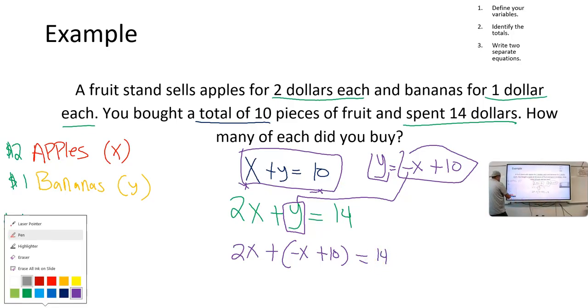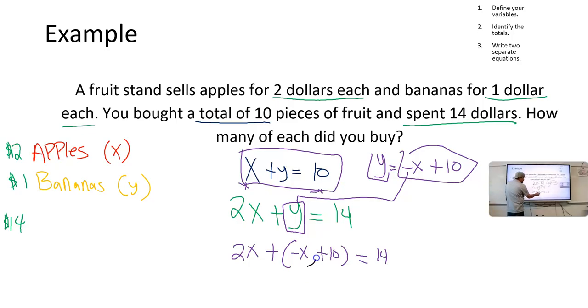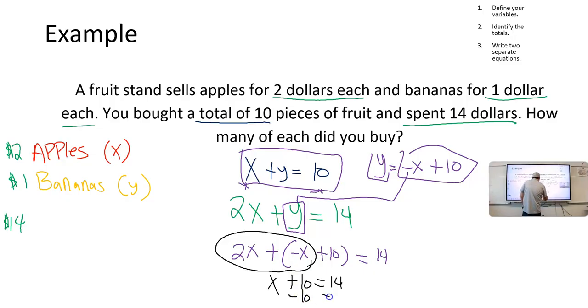All right, I'm going to go ahead and combine my like terms. So I'm going to combine the 2x plus negative x, which is x. Bring down my plus 10 equals 14. Then I just have to subtract 10 from both sides. And I get x equals 4. So that means I bought 4 apples.